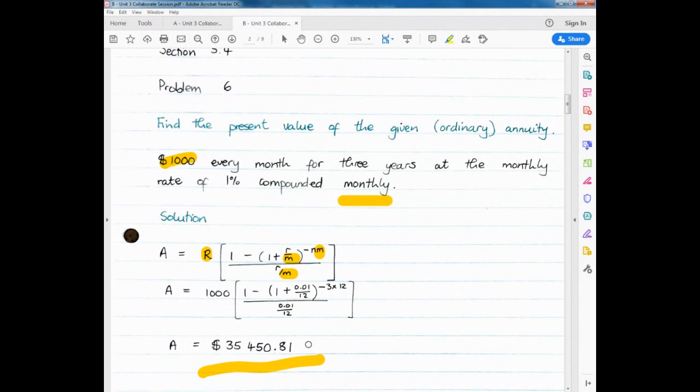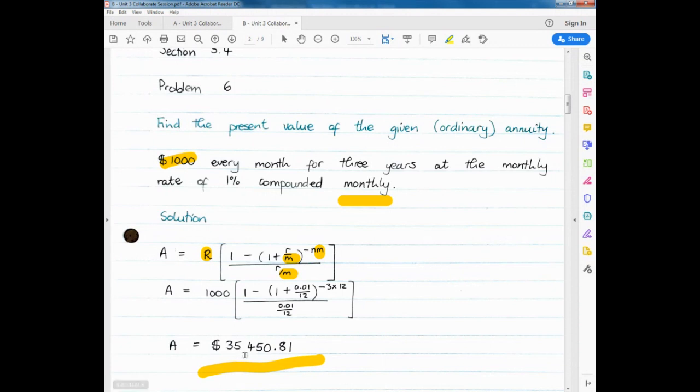So this is how much paying 1,000 every month for 3 years at the monthly rate of 1% compounded monthly gives us. So imagine if we didn't have compound interest at all. Paying 1,000 every month for 3 years at a monthly rate, you wouldn't be able to find out how much this money is worth now. But in this case, we're able to actually find the present value.